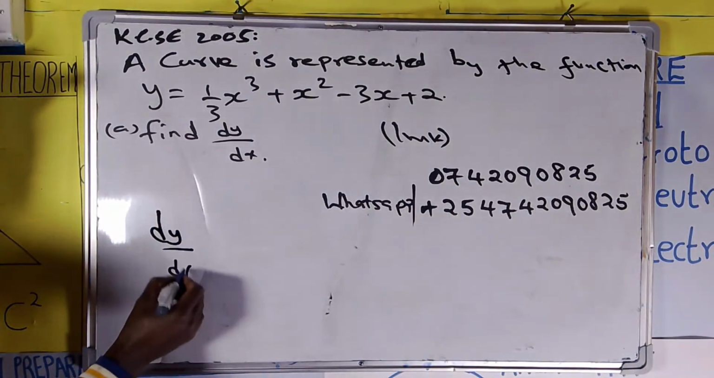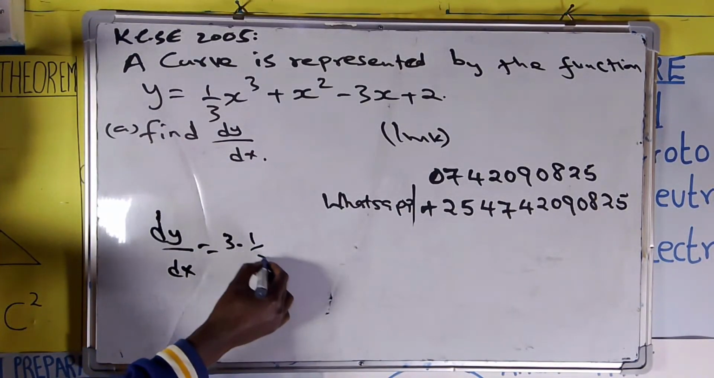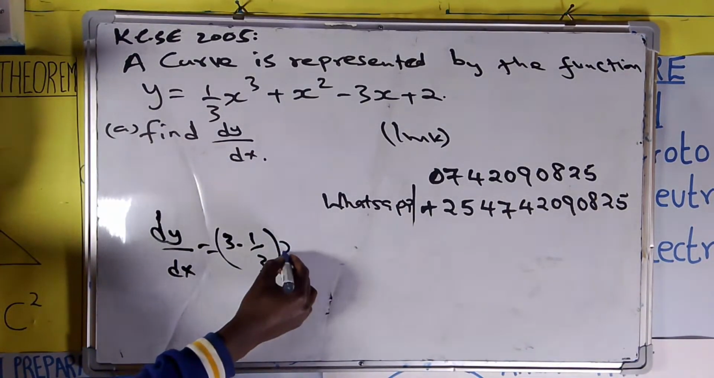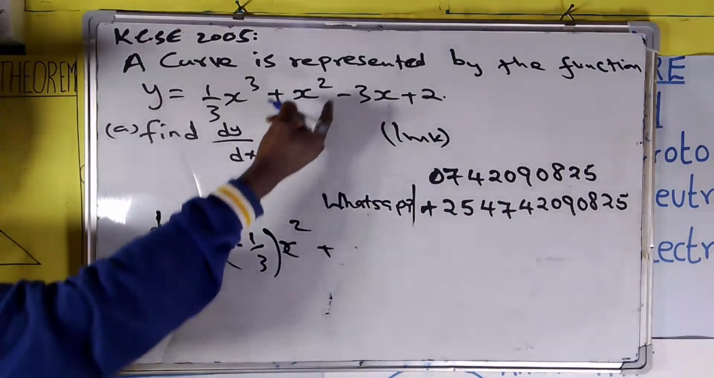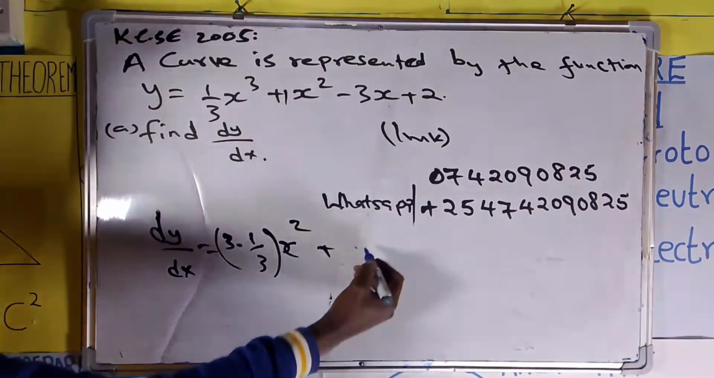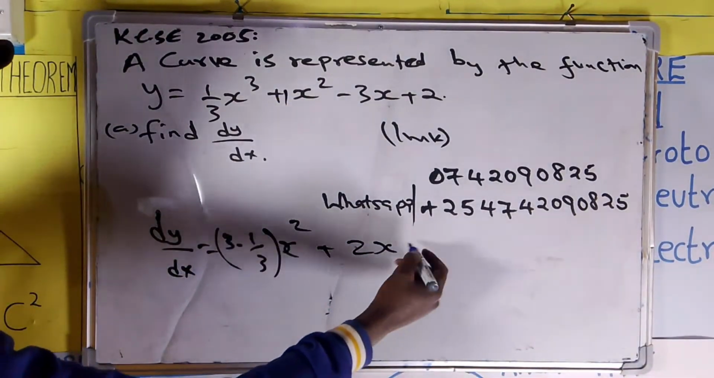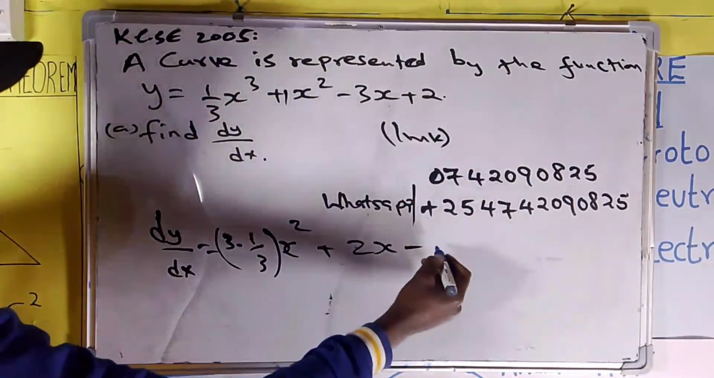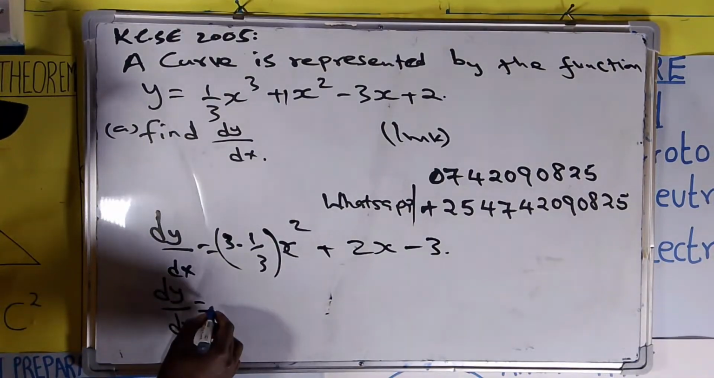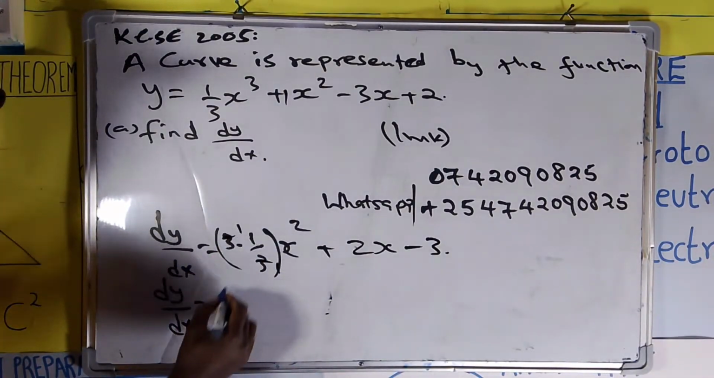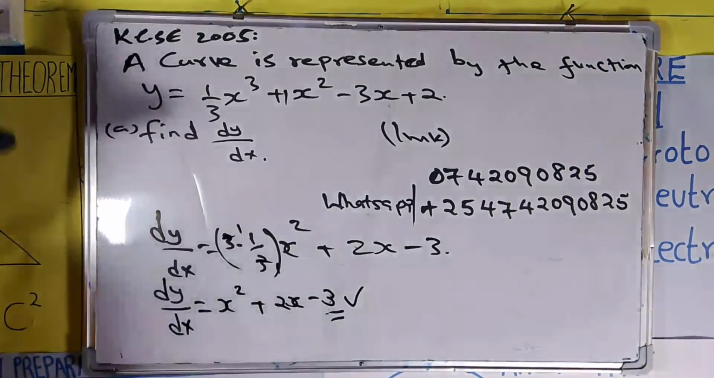dy over dx is equal to: we take 3 and multiply it by a third, then x squared. Then this one we take 2 multiplied by 1, so it will be 2x. 2 minus 1 is 1, so it remains 2x. Then minus, when you differentiate 3x it becomes 3. So our dy over dx will be equal to 3 times 1 over 3, which is 1, so we have x squared plus 2x minus 3.